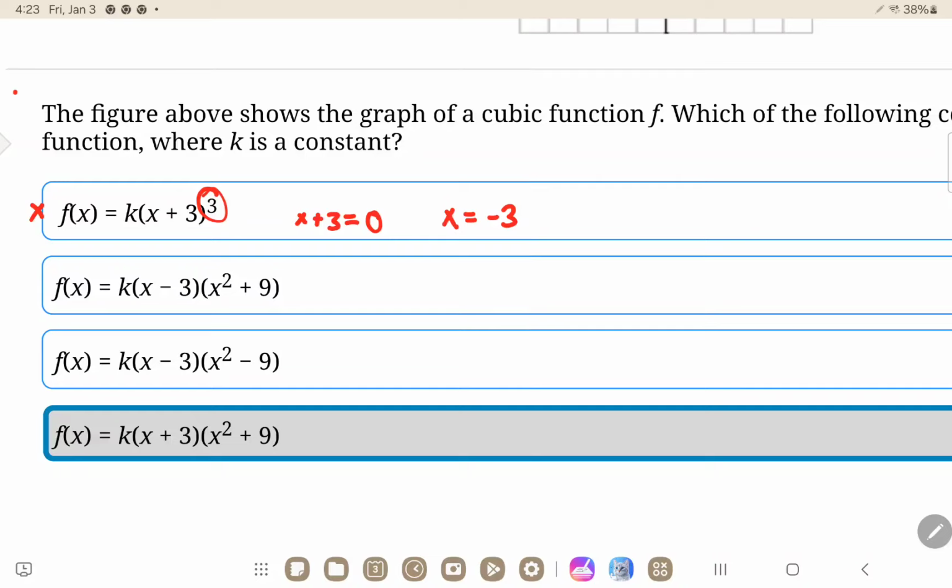Now let's see this one. Let's see the first factor. What's the root for it? So x minus 3 equals 0, so x equals 3. Our root is +3, not -3. So this is wrong. It should be -3. But let's continue solving anyway. Let's see if we have a second root. So x squared plus 9 equals 0, so x squared equals -9.